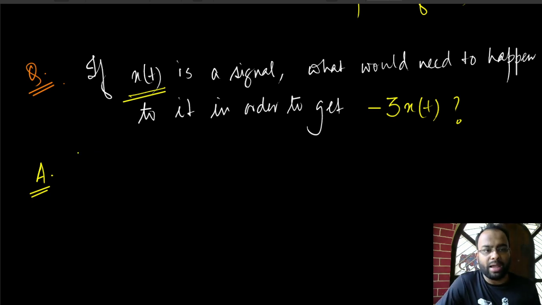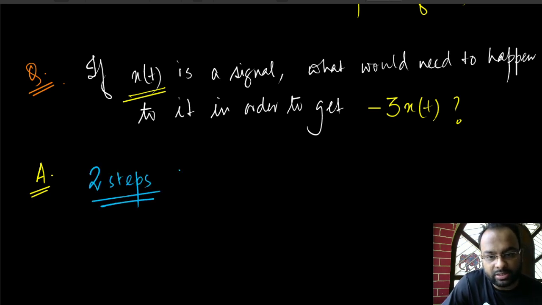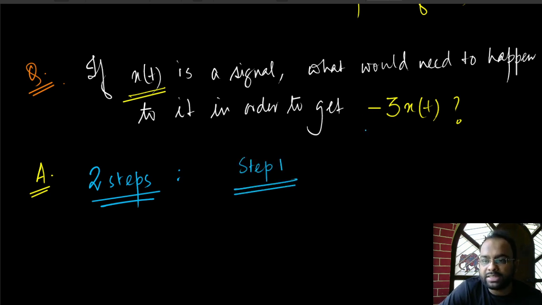Yeah, it says amplify with minus 3. But what is amplifying with minus 3? Amplifying with minus 3 actually has 2 steps, right? Multiply with minus 3. So we have 2 steps right here. What is step 1? Step 1 is simply taking care of the minus sign, right?